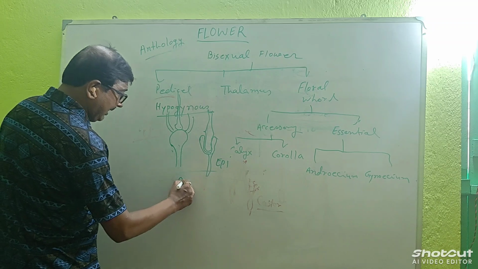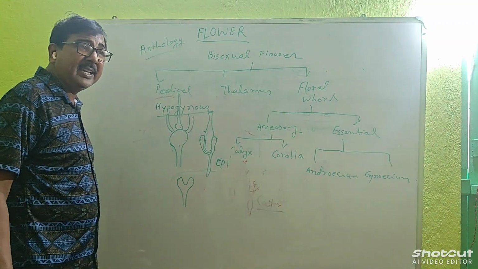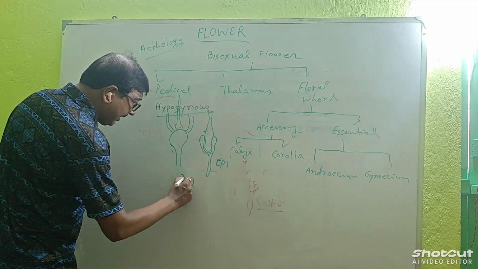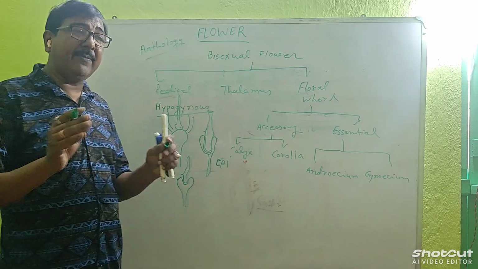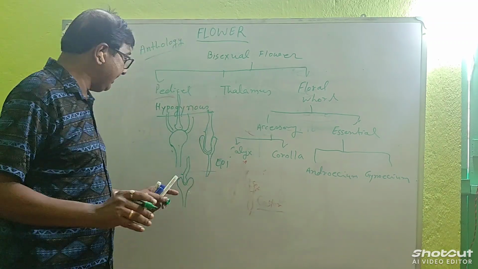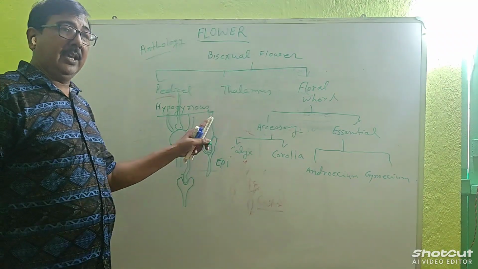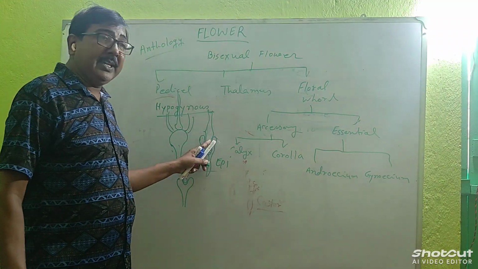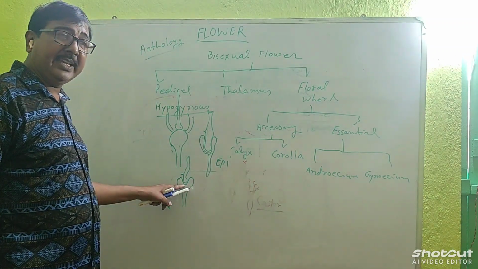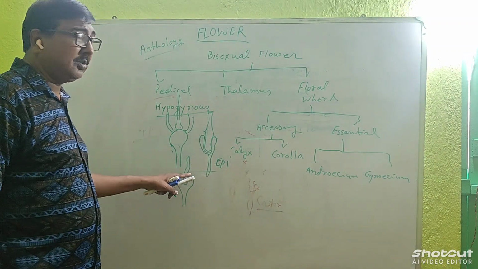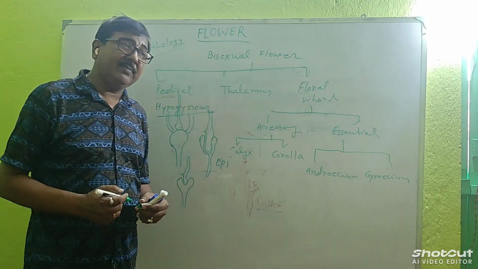And perigynous means the thalamus grows cup shaped like this, and the ovary is enclosed here, but the remaining parts are free. Example is pea. So hibiscus is hypogynous, cucumber is epigynous, and pea is perigynous. These are the names depending on the location of the ovary.